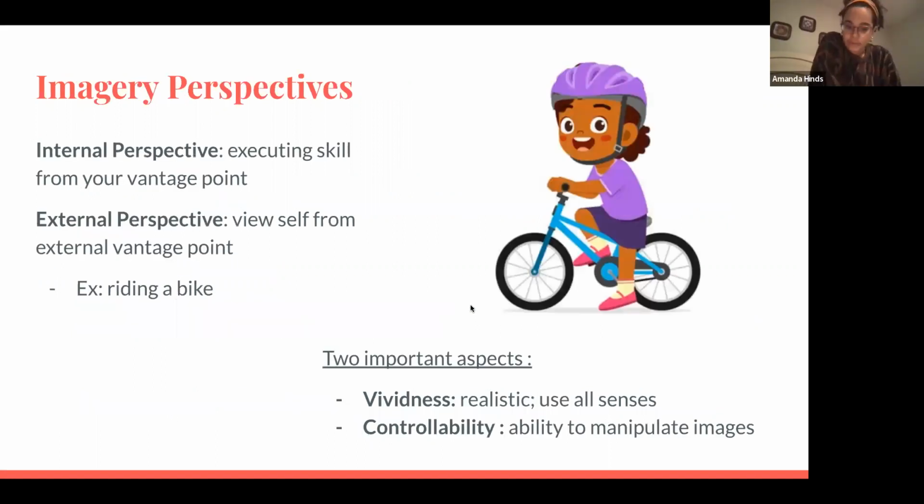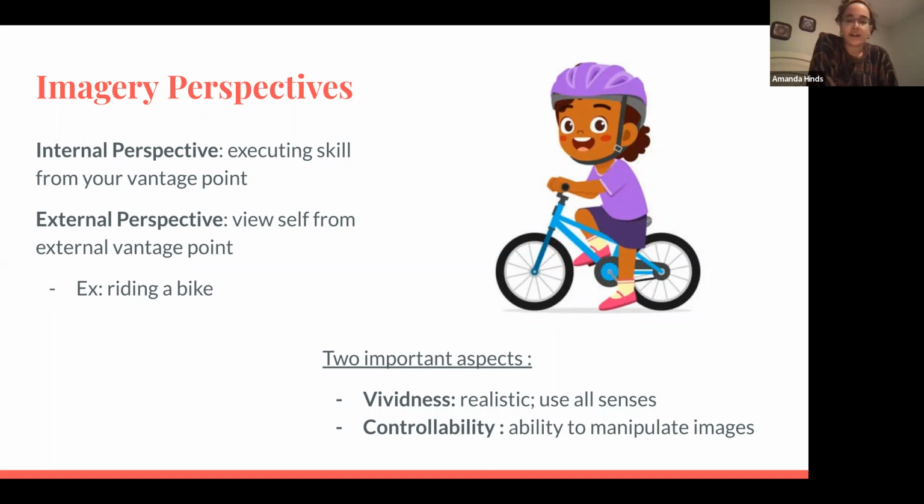There are two main imagery perspectives. The first is internal, where you see yourself executing a skill from your own vantage point. And the other is an external perspective, where you view yourself from an external vantage point. In the example of riding a bike, if I asked you to imagine riding a bike and you can see your hand on the handlebars and the road in front of you, then you have an internal perspective. But if you imagine yourself from the third person and see your full body on the bike riding down the road or street, that means you have an external perspective.